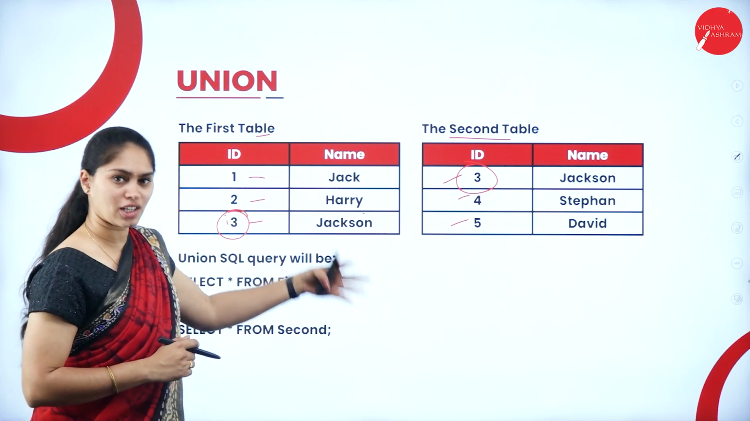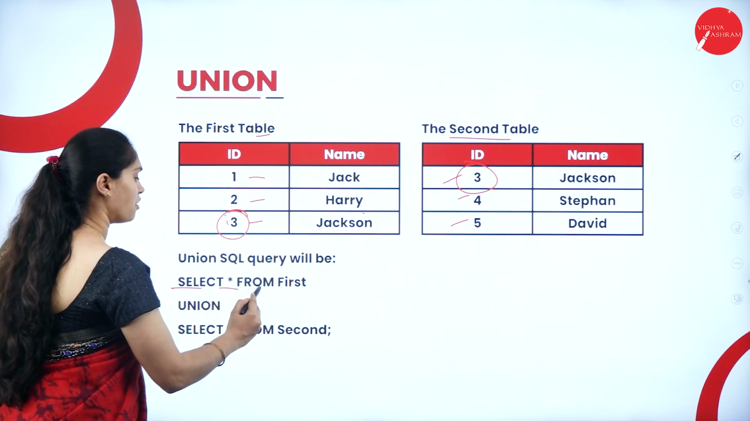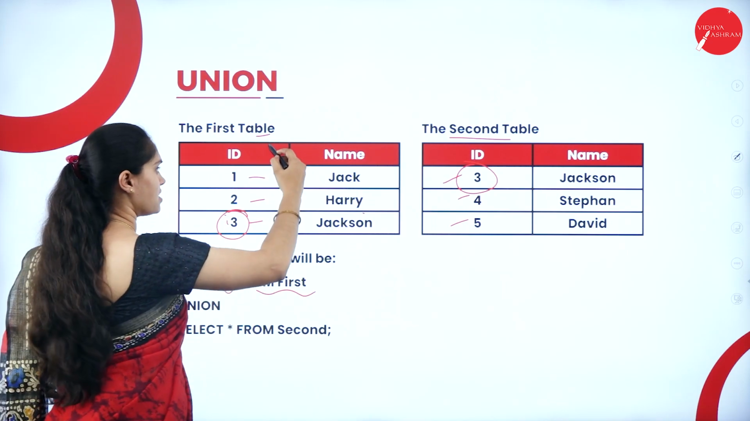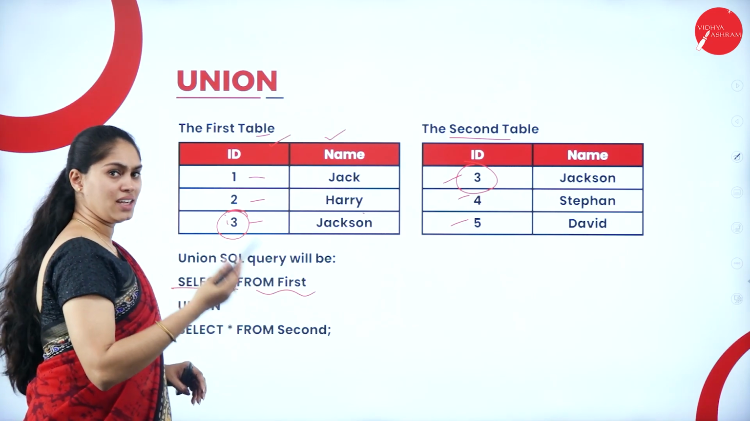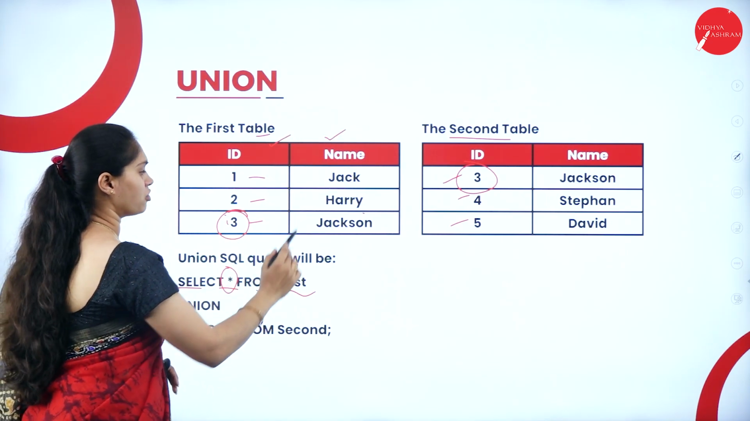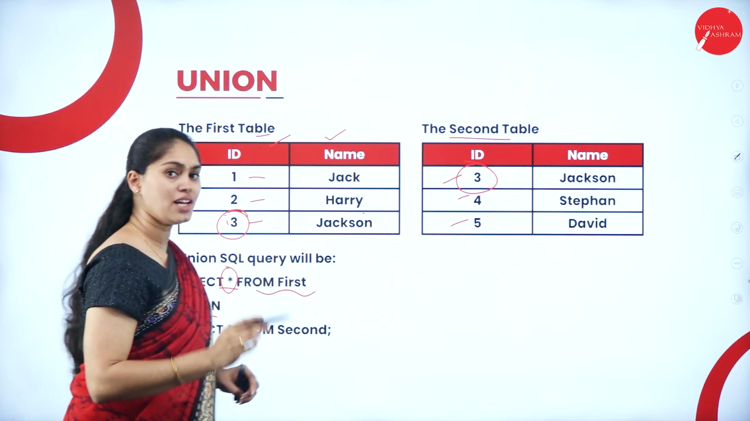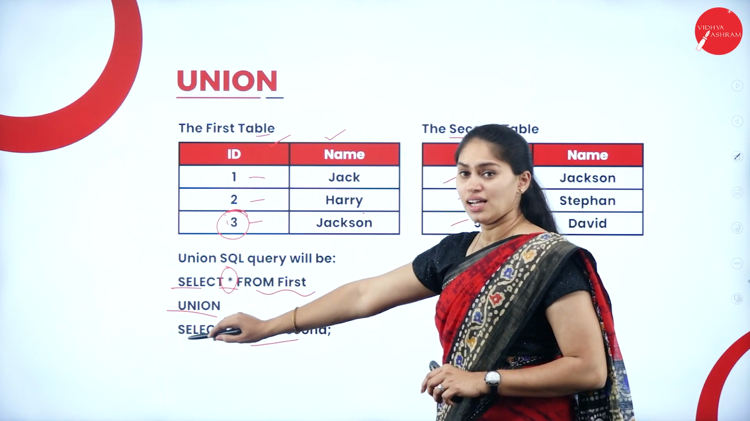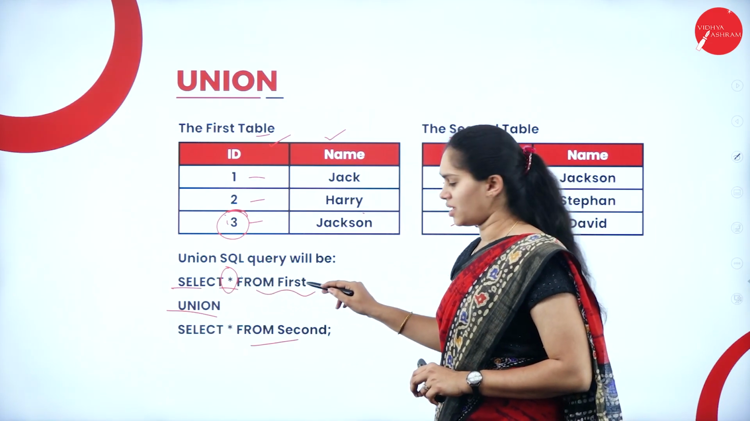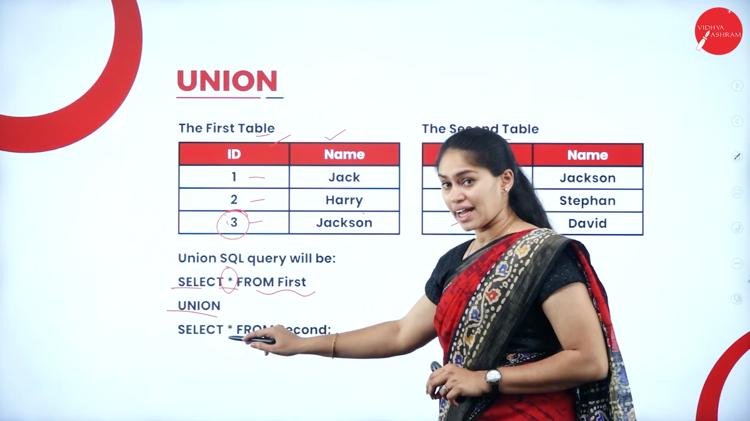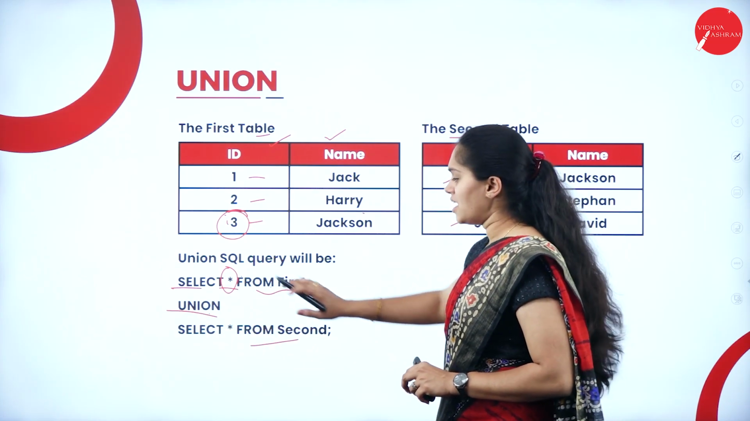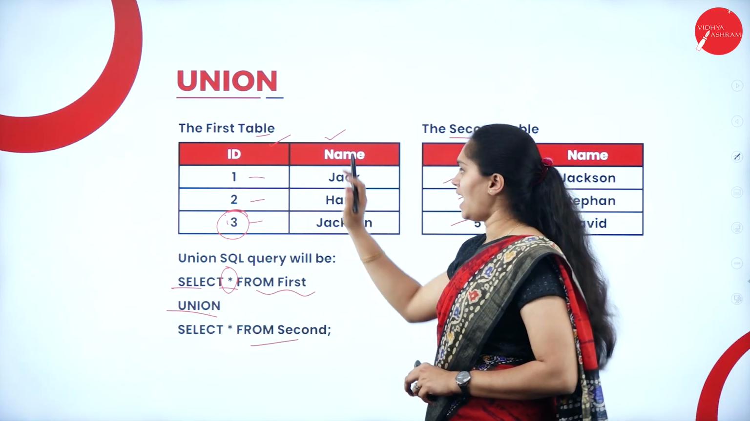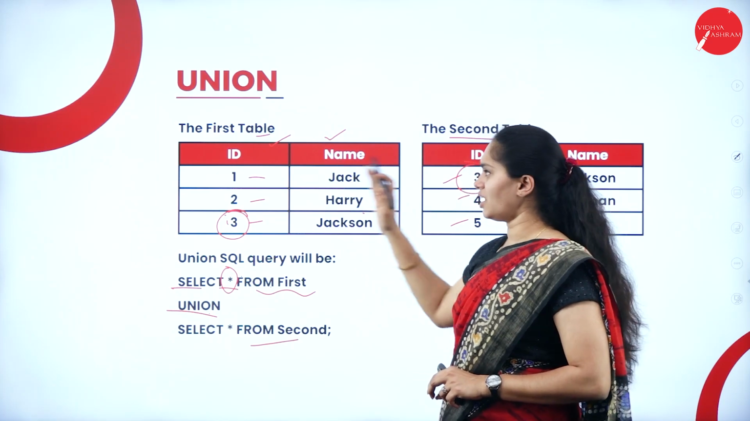So how are we going to write a query for that? Select star from first. Star indicates I am taking all the columns. That means I am taking both ID and name to be displayed from which table? From the first table, and we are using a union operation here, and select star from second. Here I can't simply take select star from first union select ID from second. That means the number of columns we are taking from both tables needs to be the same, along with the same data type in both the tables.